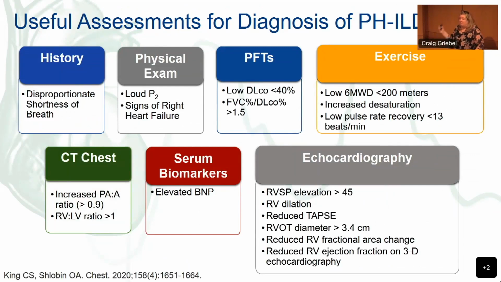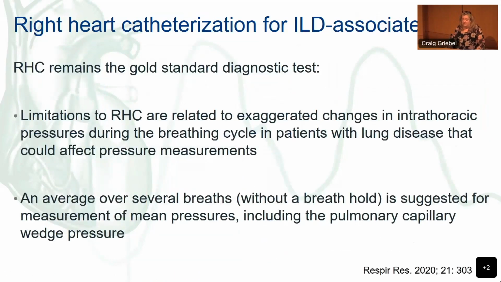So, kind of to summarize our useful assessments: history, disproportionate shortness of breath, loud P2, signs of right heart failure; PFTs, low diffusion or elevated ratio; exercise capacity, low 6-minute walk, increased desaturation, low heart rate recovery; CT, increased pulmonary artery to aorta ratio, RV bigger than the LV; elevated BNP; echo, RVSP, but all these other things about right-sided morphology and function. And then you need a right heart catheterization. That remains the gold standard. Doesn't matter who group you are, it's the gold standard.